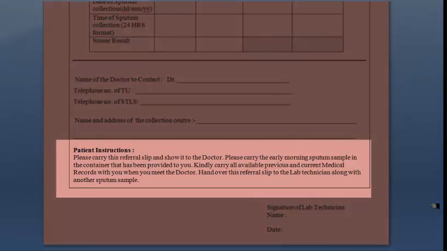The DMC LT shall reiterate the patient instruction printed on the referral slip. He shall ask the patient to carry the referral slip and show it to the doctor. Also, he shall ask the patient to carry overnight sputum sample in the container that has been provided to him. The DMC LT shall emphasize to the patient that he should carry all relevant, available previous and current medical records with him when he meets the doctor.